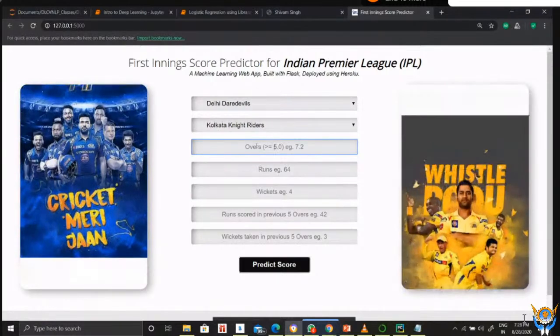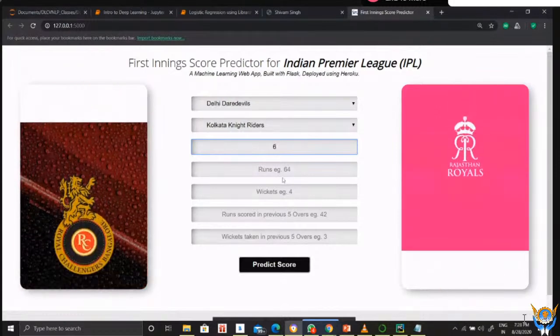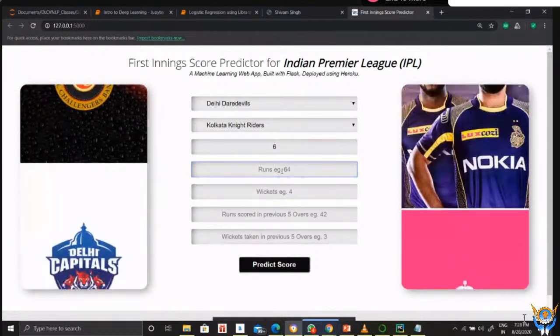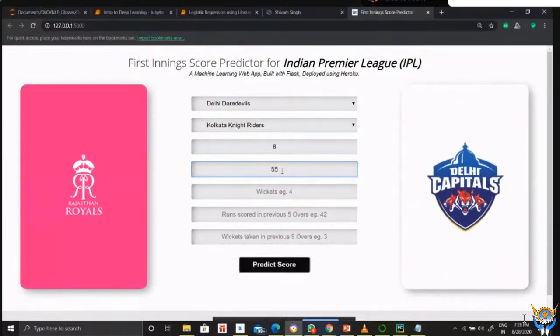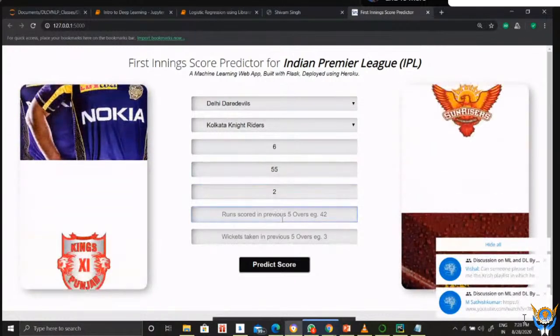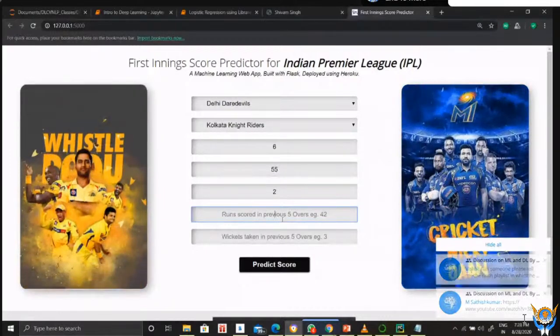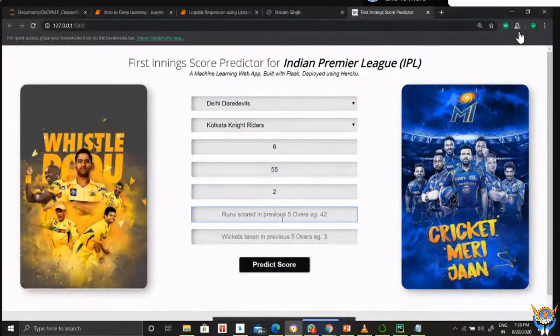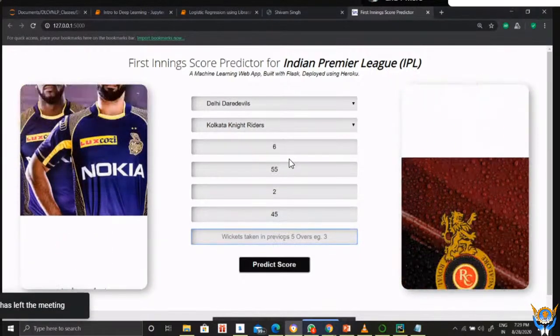So here I am basically giving 6 overs of data, and suppose in 6 overs Delhi Daredevils managed to make 55 runs on board with 2 wickets. In the last previous 5 overs, suppose Daredevils make 45 runs, one 10 run in first over I can consider, and wickets taken is suppose 2.